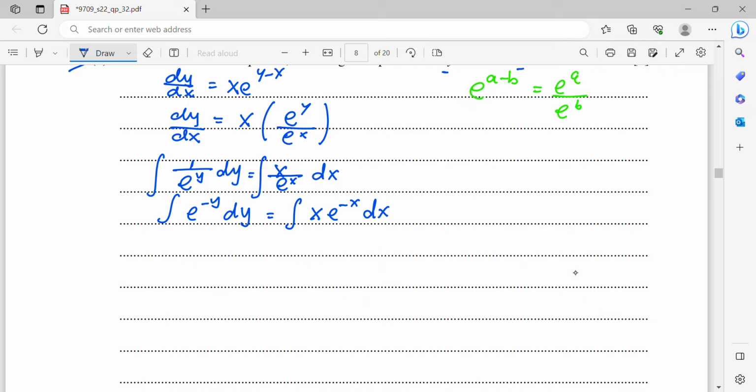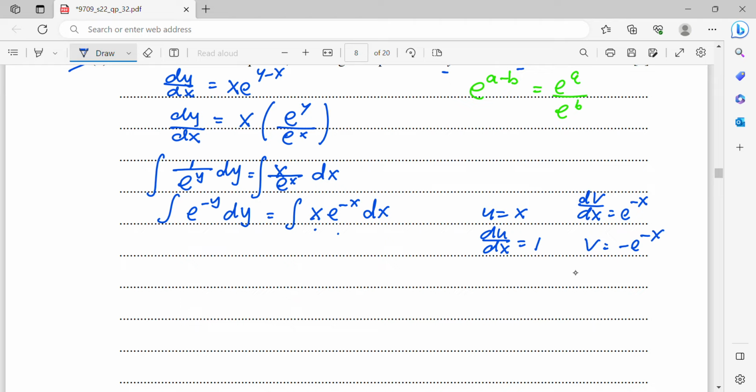For the left hand side, to integrate the exponential should be no problem. But for the right hand side, you have x together with the e, so for this case we need to apply integration by parts. Our u is x, du/dx is 1. Then dv/dx is e^(-x), then v is negative e^(-x).